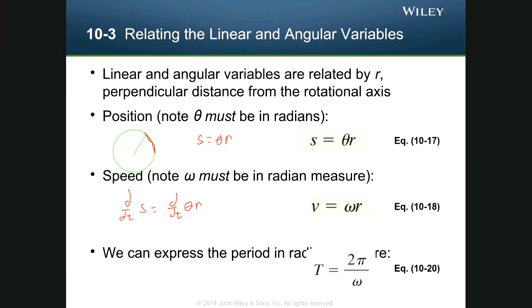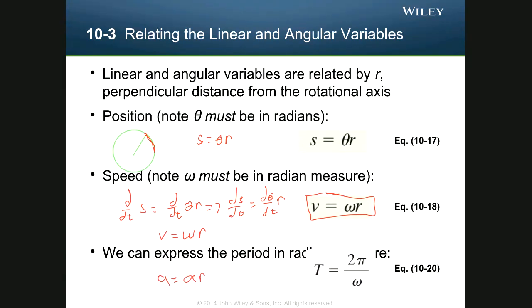But let's develop this equation here. We can see that this implies that ds/dt equals d theta/dt times r, right? And recall that ds/dt is simply the velocity, and d theta/dt, as we just saw, is omega, and r is r. And so that's how we get this equation here. We can do the same thing to get that the acceleration is equal to alpha r.